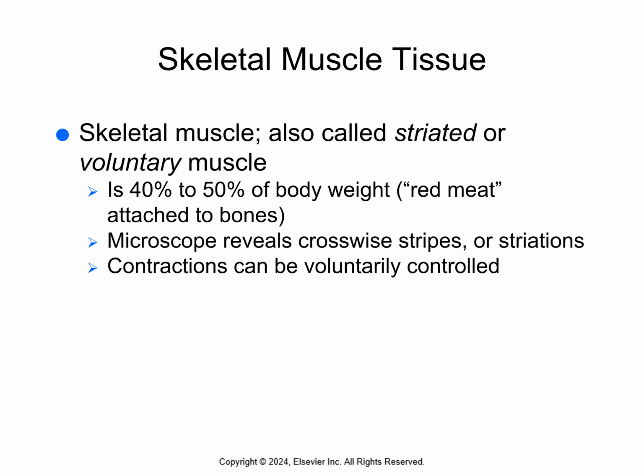And this is a voluntary muscle. All skeletal muscle is voluntary. It is 40% to 50% of your body weight. It's the red meat that attaches to bone. It's that protein you see in your meat. That's the muscle. The microscope reveals cross stripes, or striations. Contractions can be voluntarily controlled. This is why if I want to move my arm, I let my brain know, and my brain will tell my nerves to move.